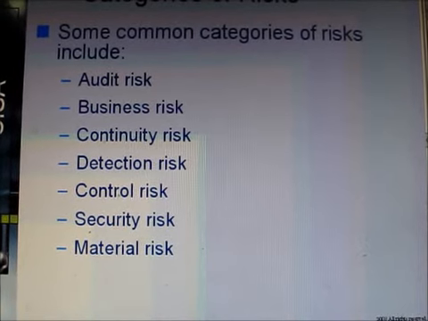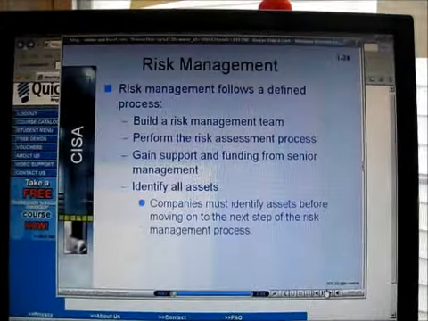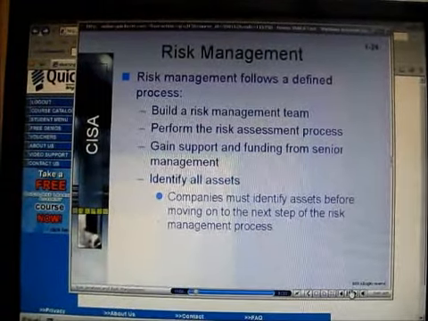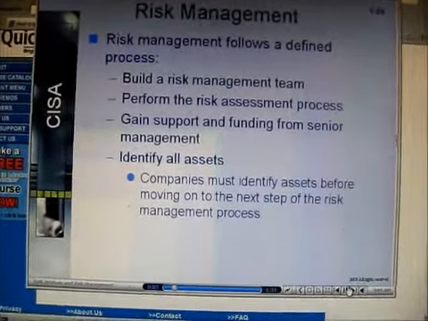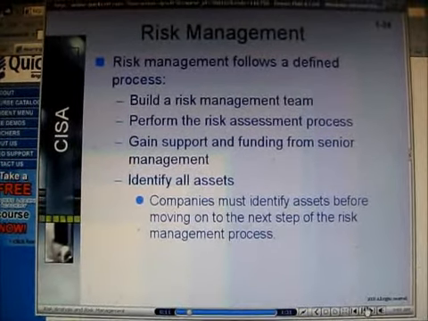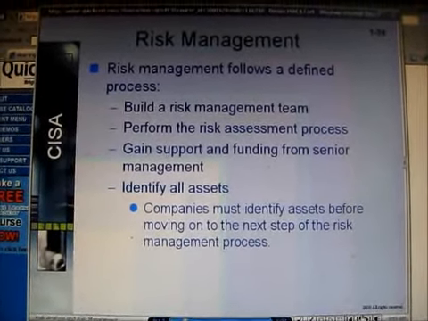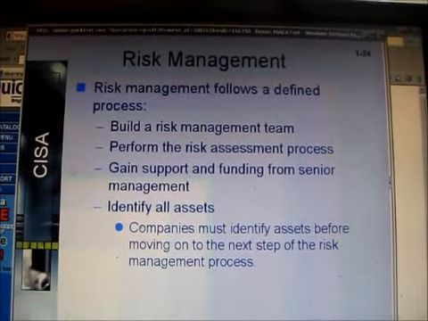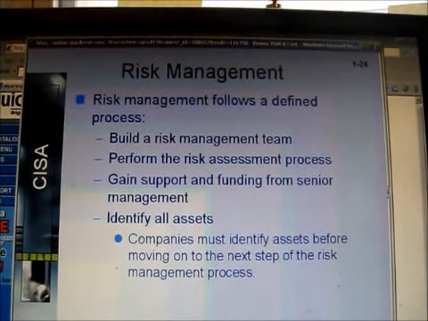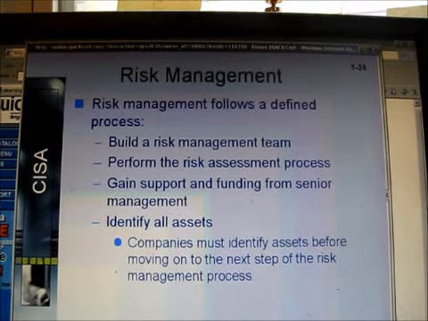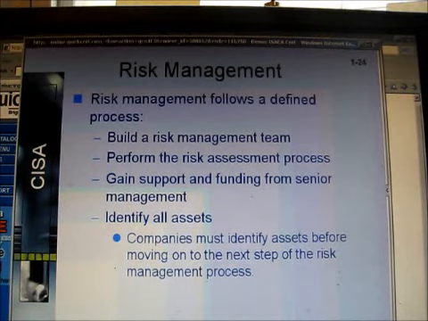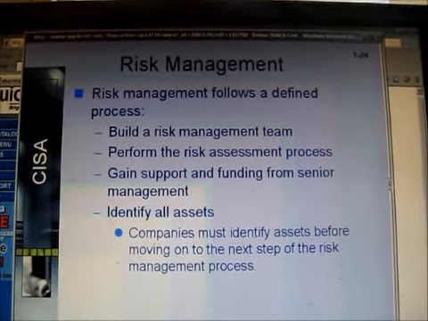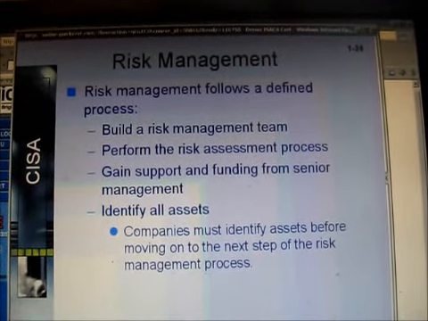Now, categories of risk. And risk support and funding from senior management, because after all, these are the individuals that are going to have to pay for risk management. And one of the things you can do is take to them a list of assets and a list of potential threats that you found, calculate what some of these risks would cost, and then show management where putting controls in place can actually help save the organization money and protect critical assets.